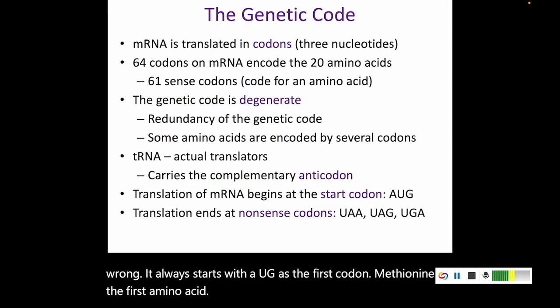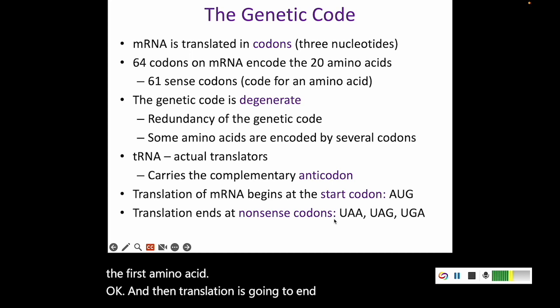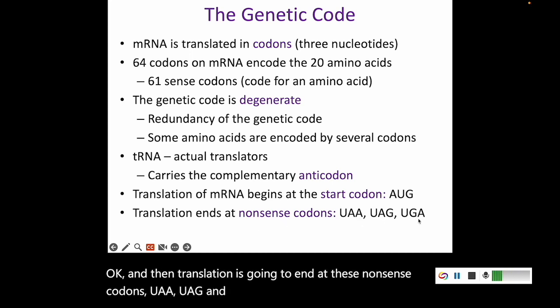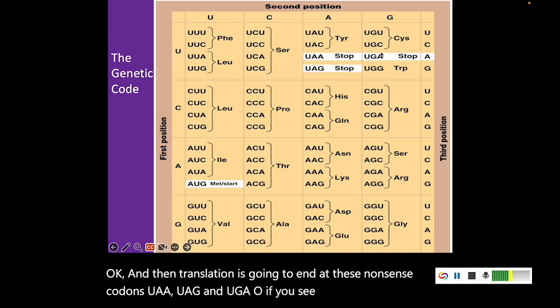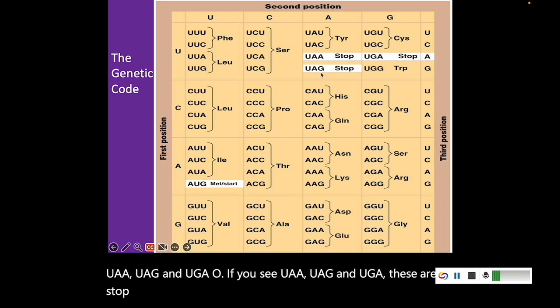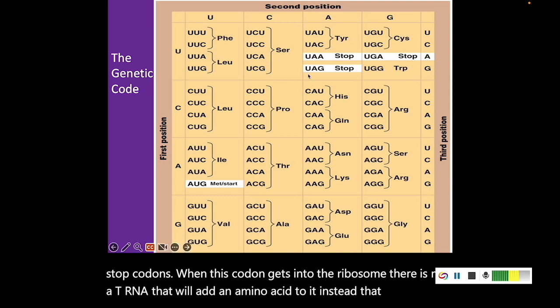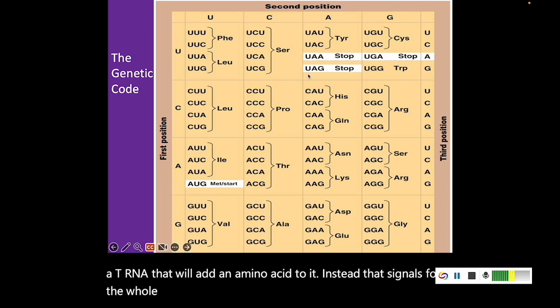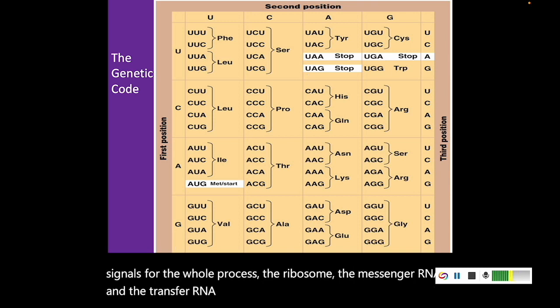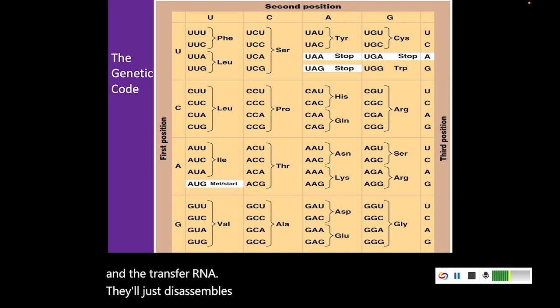Okay, and then translation is going to end at these nonsense codons, UAA, UAG, and UGA. So if you see UAA, UAG, and UGA, these are stop codons. When this codon gets into the ribosome, there is not a tRNA that will add an amino acid to it. Instead, that signals for the whole process, the ribosome, the messenger RNA, and the transfer RNA, it all just disassembles and translation stops at that point. Your protein has been fully made.